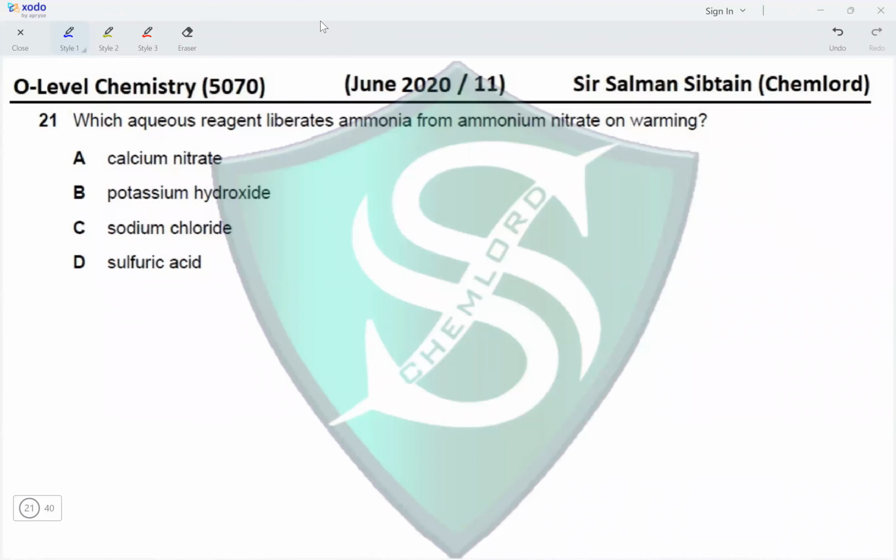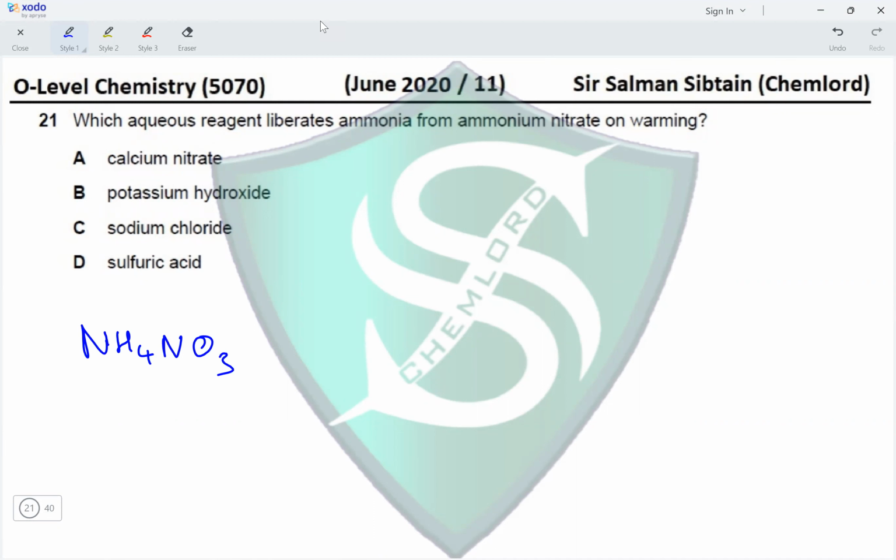Hi guys, this is O-Level Chemistry, paper 11, June 2020, question 21. Which aqueous reagent liberates ammonia from ammonium nitrate on warming? So ammonium nitrate is an acidic salt and its formula is NH4NO3. So in order for this to liberate ammonia, this should react with a base.